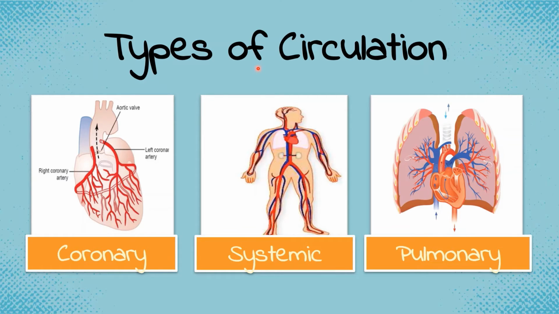The coronary circulation refers to the movement of the blood through the tissues of the heart. Next, systemic circulation. The systemic circulation refers to the movement of the blood from the heart to the rest of the body, excluding the lungs. Last, the pulmonary circulation. Pulmonary circulation refers to the movement of the blood from the heart to the lungs and back to the heart again.